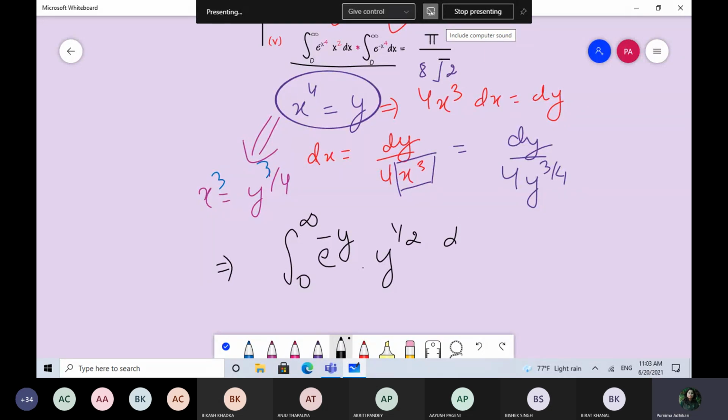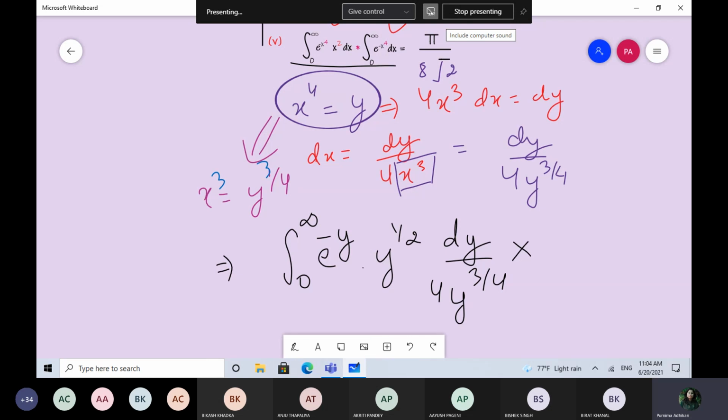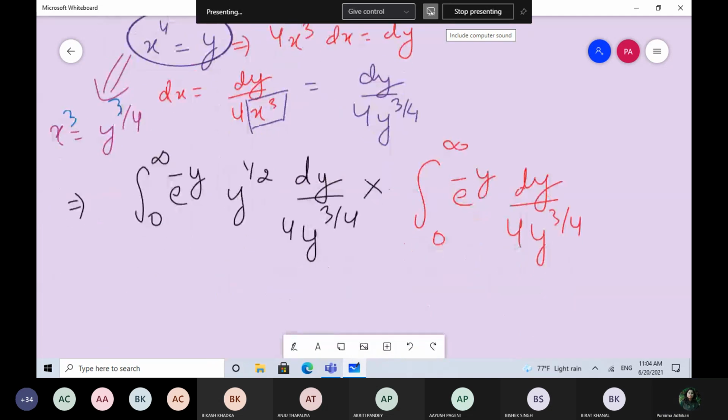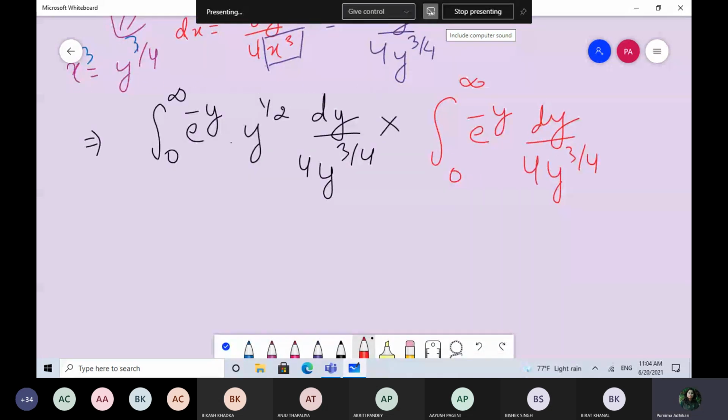So what came in place of dx? dy divided by 4 y to the power 3 by 4, into your other integral. Your other integral is, I hope all of you are following. Anybody facing any doubt or problem, please let me know at that very moment. Don't let me end this class and then ask. Okay, where I have a doubt I should ask right there. So yes, let's carry on with this.